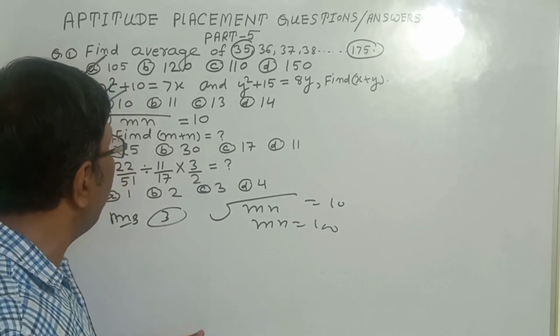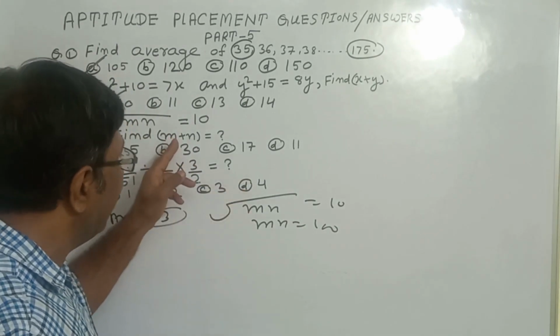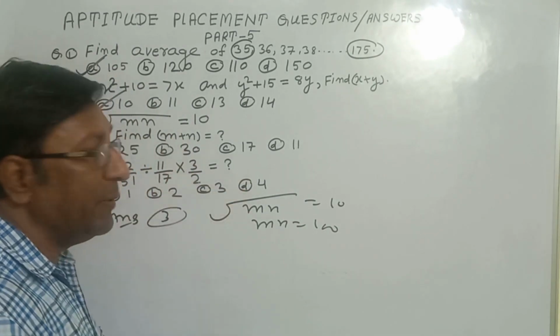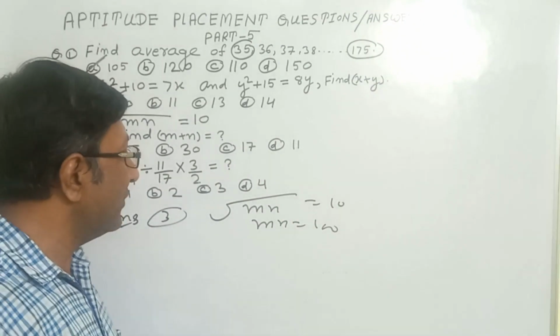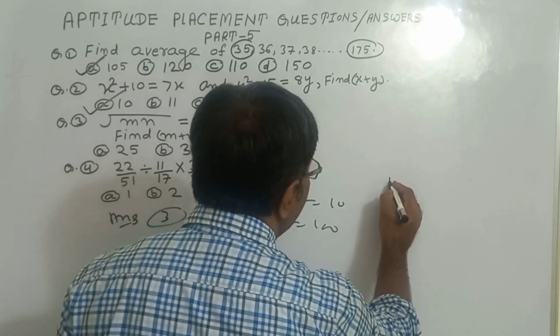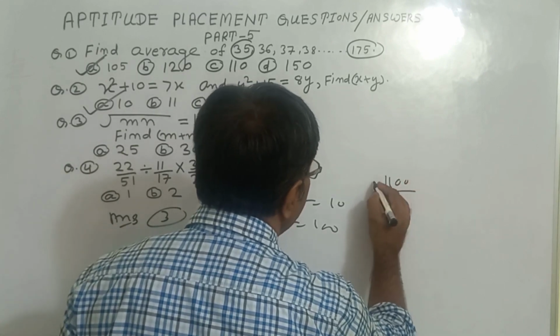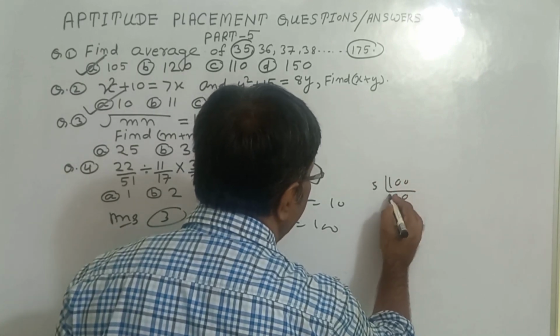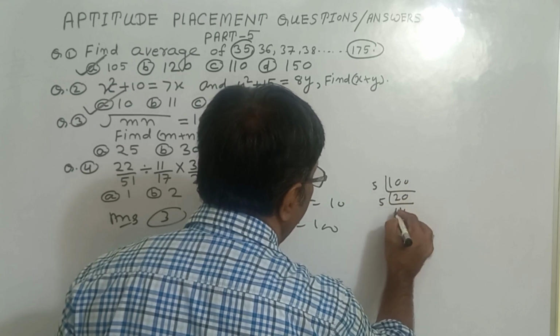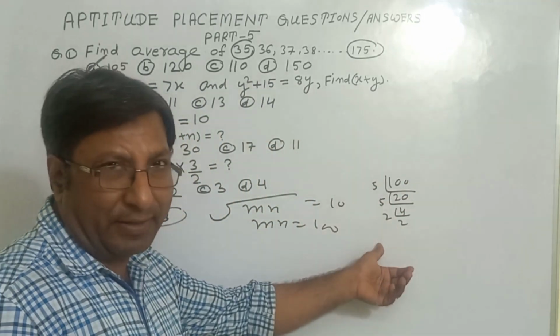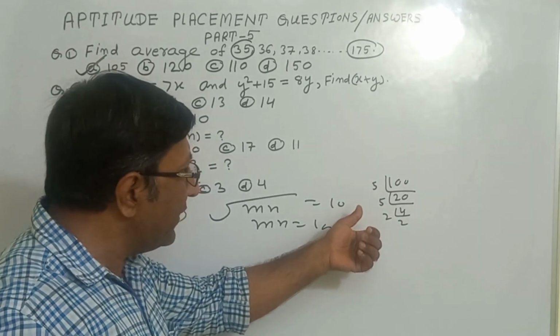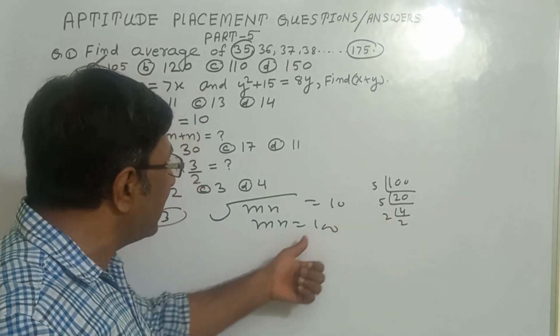Now we have to find m plus n. So just check how many pairs there are whose product is 100. You can find them in this way: 100 is 5 times 2 is 10, 20. Again 5 times 4 is 20, and 2 times 2 is 4. So these are the factors of 100. Now you check which two factors have a product of 100.